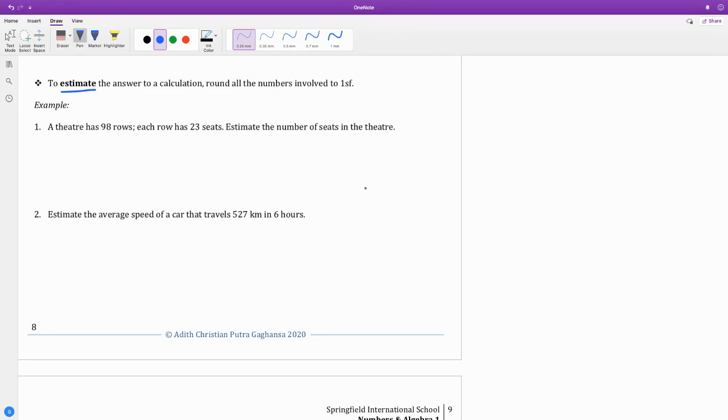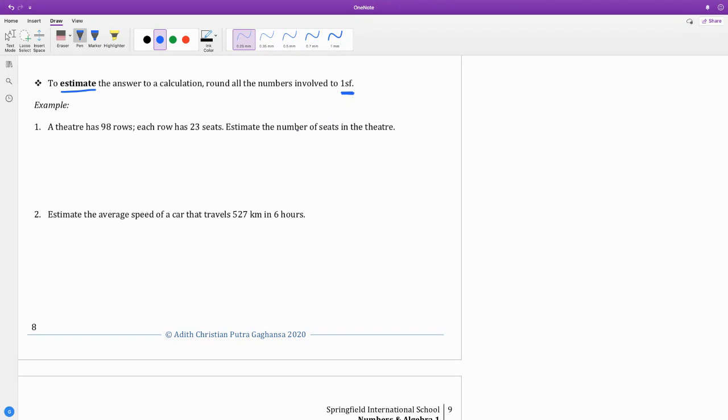Estimation. An estimate of a quantity is an approximation that is usually used to check the reasonableness of an answer. To estimate the answer to a calculation, round all the numbers involved to 1 significant figure.